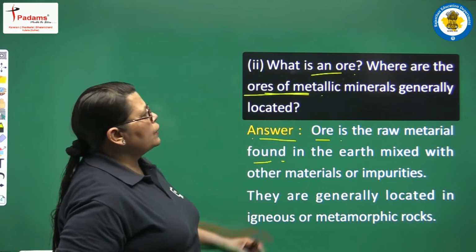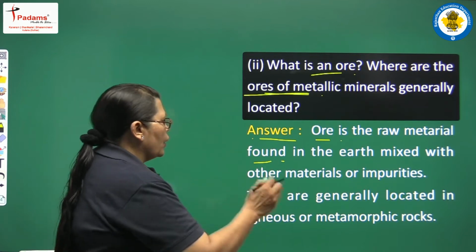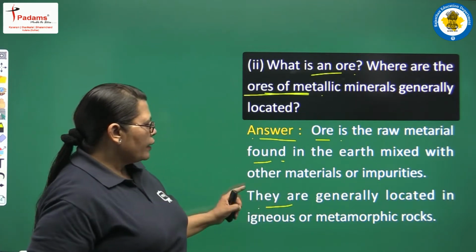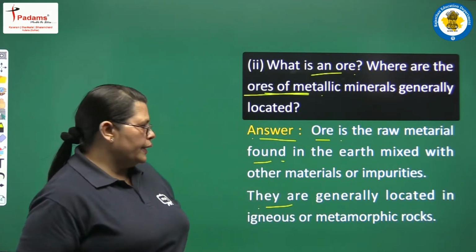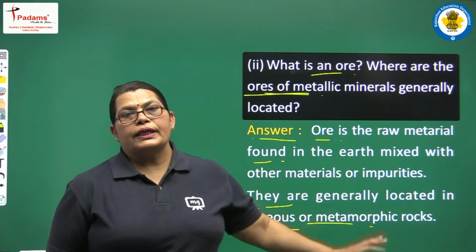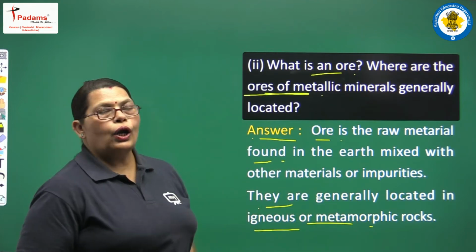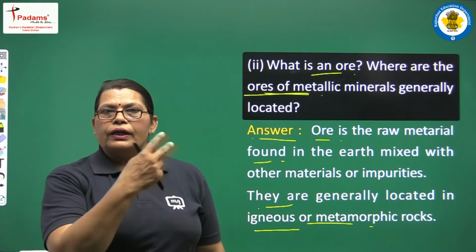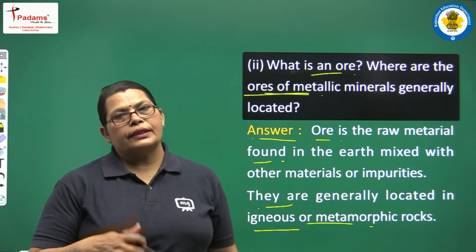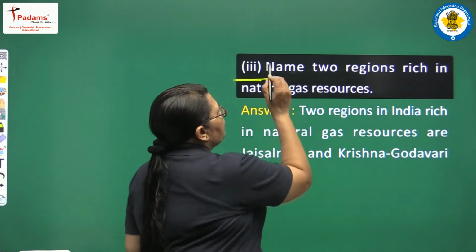Our next question is, where are the ores of metallic minerals generally located? See here, they are generally located in igneous or metamorphic rocks. These are the types of rocks where these ores are located. So here we covered 2 parts of our question in the answer form. Let's take our next question here.